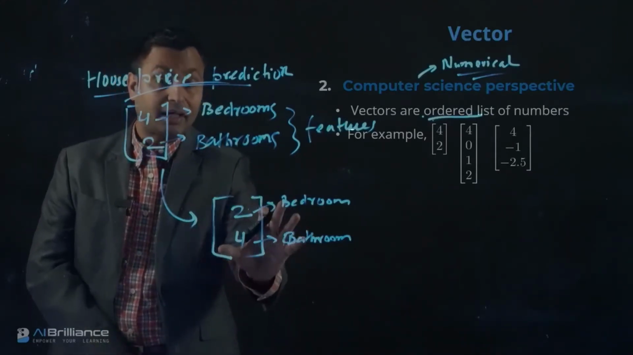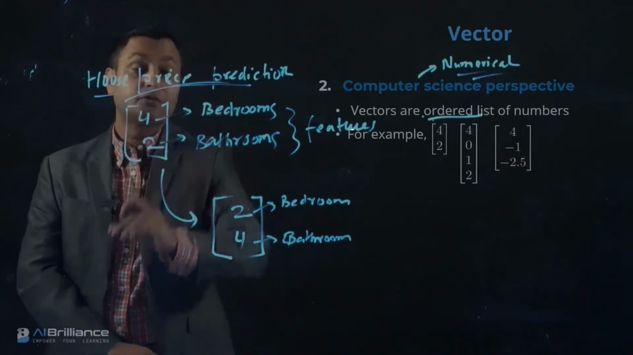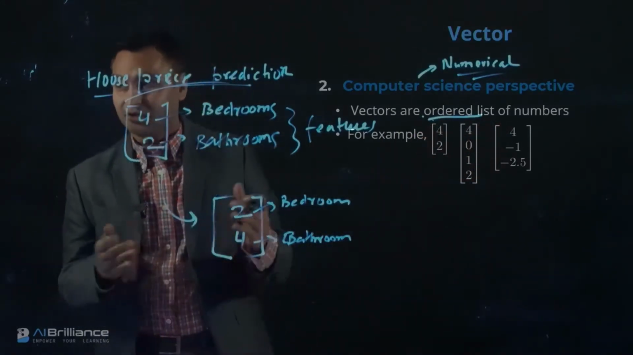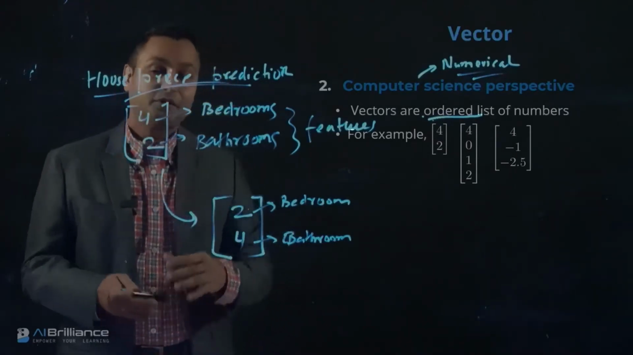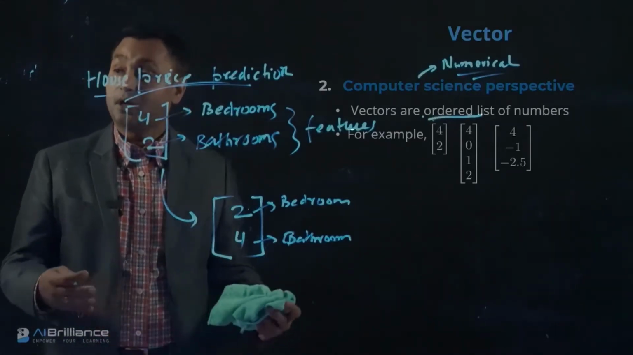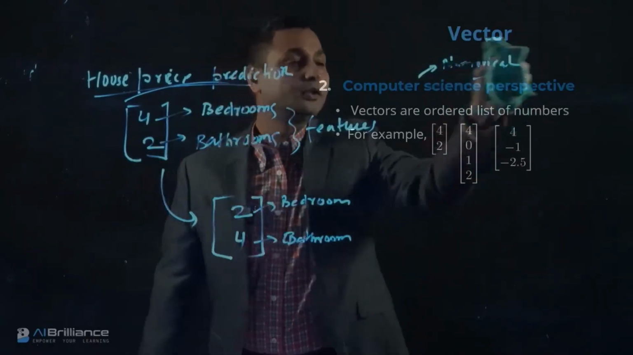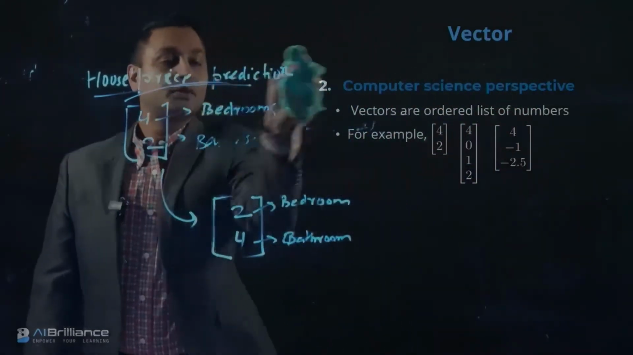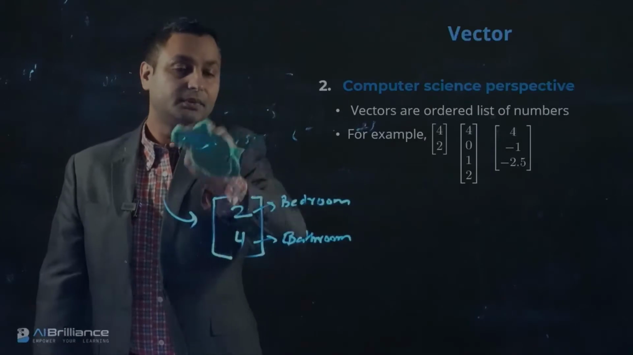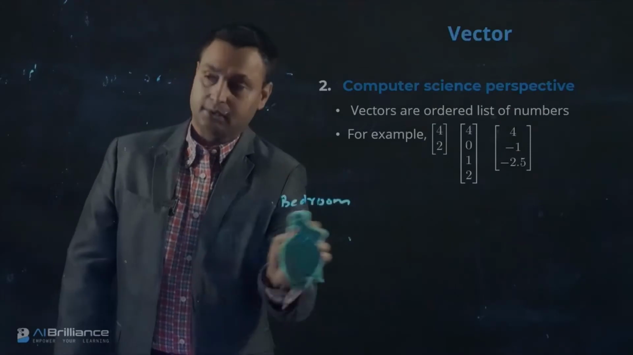This is a different house from this house, because this house has 2 bedrooms and 4 bathrooms, whereas this house has only 4 bedrooms and 2 bathrooms. So the ordering is very, very important, and you cannot change the ordering depending upon the problem. You have to keep the numerical values that you are storing at different locations the same. So this ordered list of numbers is essentially a vector, and that's the numerical interpretation of vectors. You can take a vector and represent it as an ordered list of numbers, and that is the simplest way of understanding what vectors are numerically.